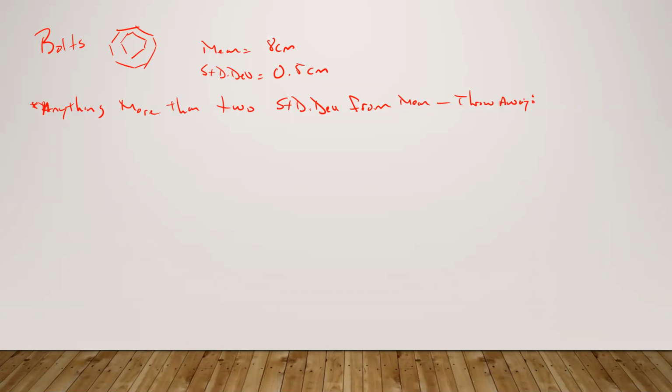You can be more than two standard deviations from the mean two different ways, right? The bolts can be either too small or too big. So if one standard deviation is 0.5 centimeters, what is two standard deviations? What length is that? Okay, exactly. It's 1 centimeter, right? Does that make sense to everybody, that if one standard deviation is 0.5 centimeters, two standard deviations would be 1 centimeter, right?